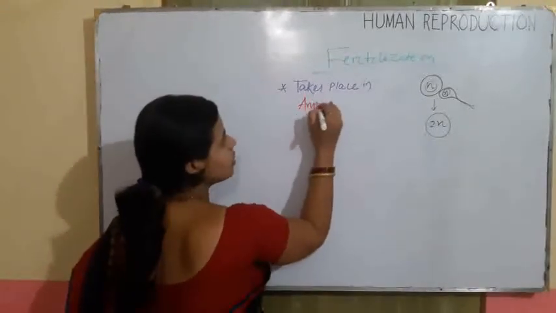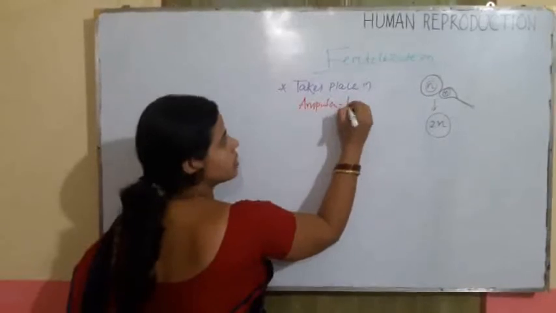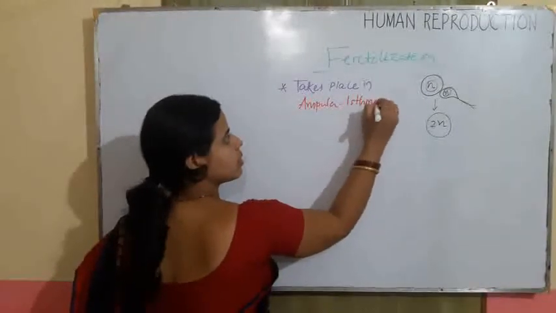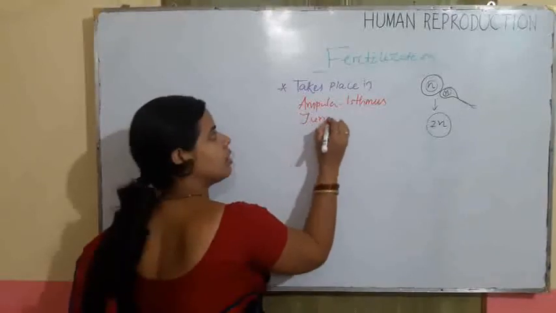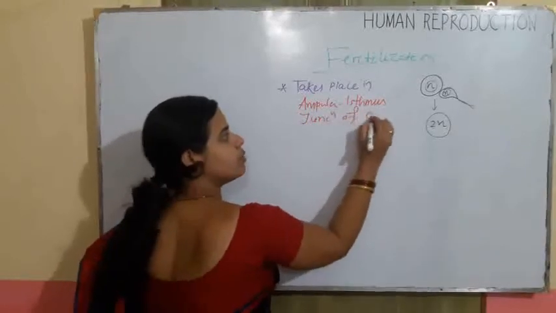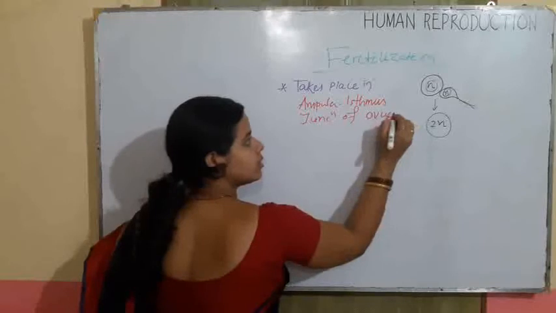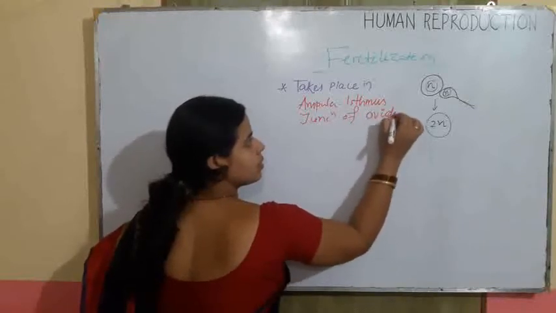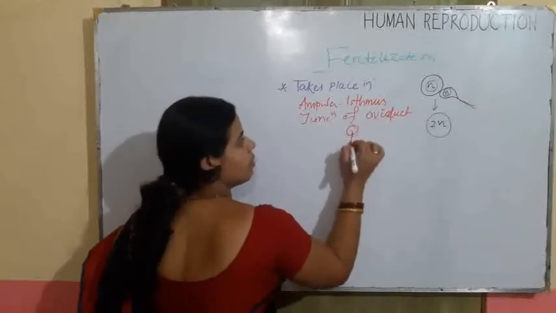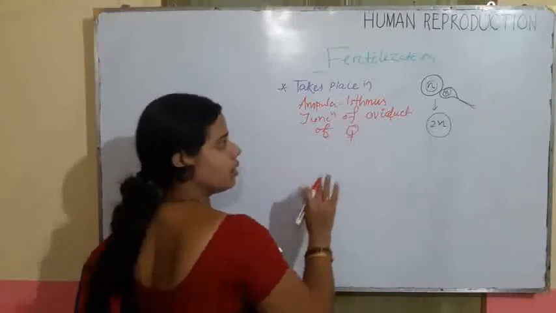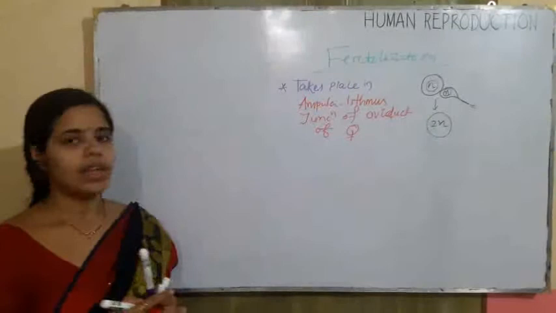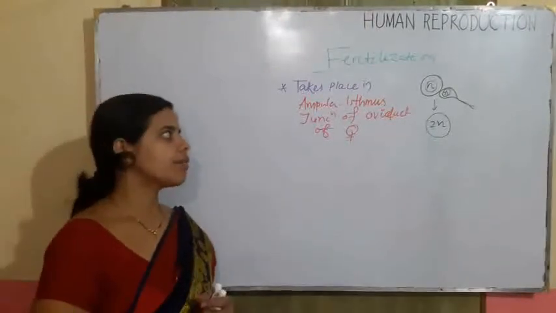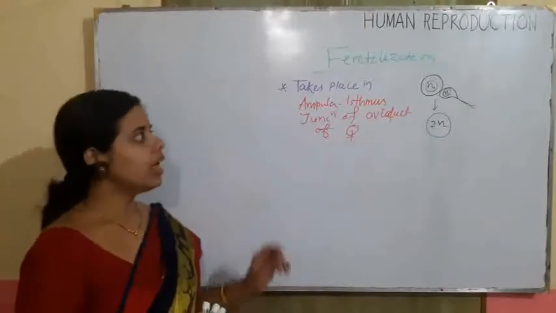the ampulla isthmus junction of the oviduct of the female. So the fertilization process takes place in the ampulla isthmus junction of the oviduct of the female.